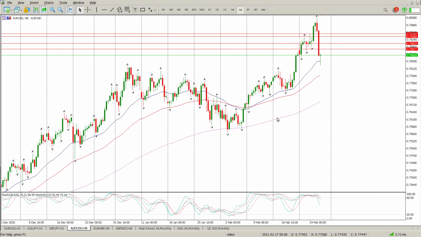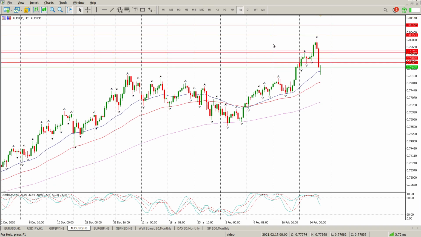Aussie dollar, US dollar. So pretty strong trend to the upside, and then this meltdown yesterday, and we're kind of just hovering at the moment.